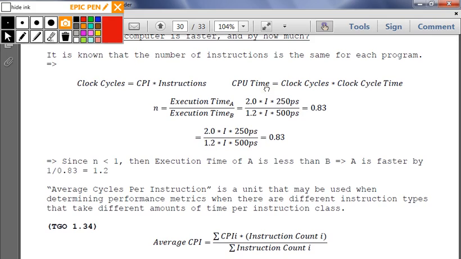if you did it the other way, you could say execution time B over execution time A would come out to an answer of 1.2. And since 1.2 would be greater than 1, you could say that execution time B is greater than execution time of A. Both ways are correct. So if I'm saying which computer is faster and by how much, at one point you're going to use some sort of ratio.